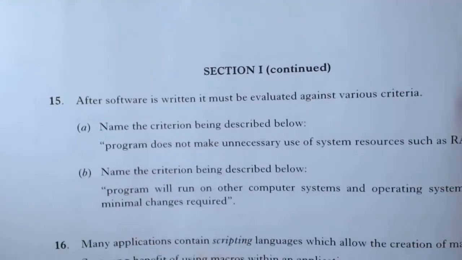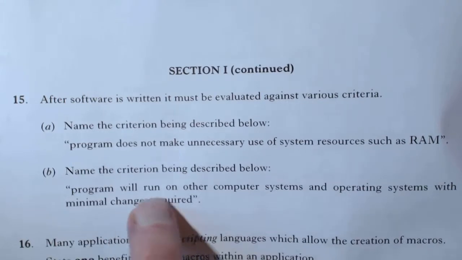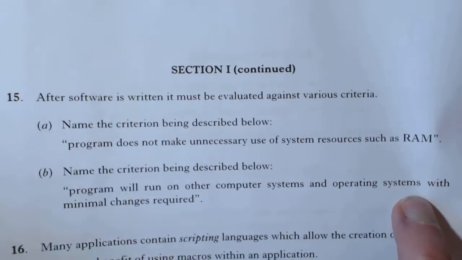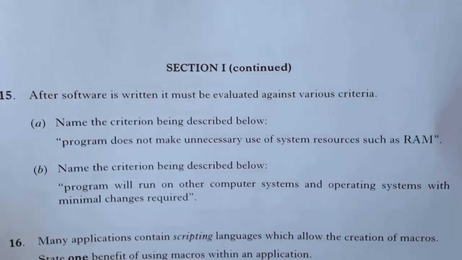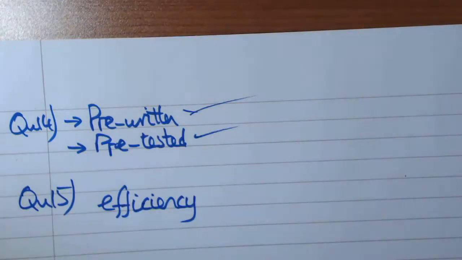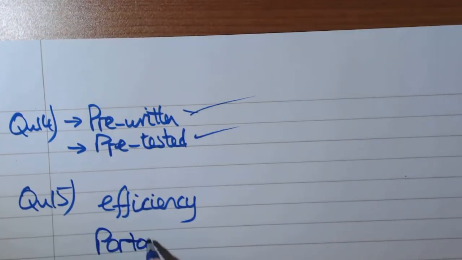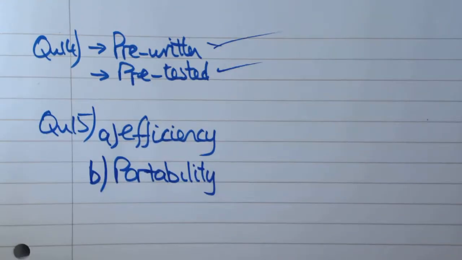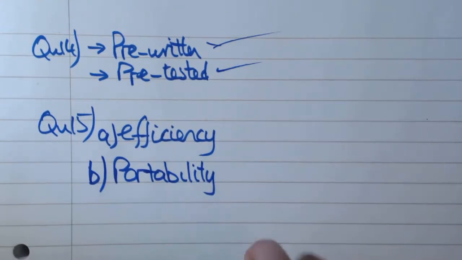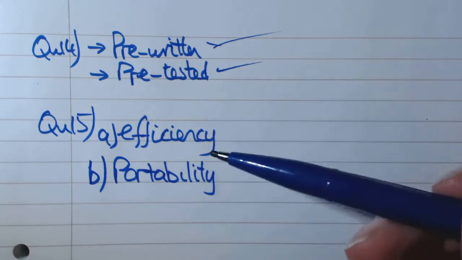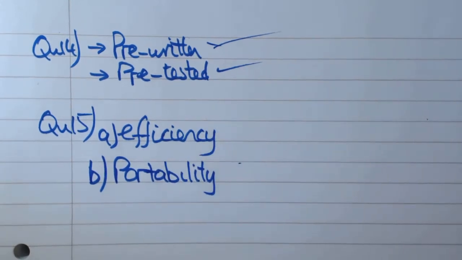And again, hopefully you've got these in front of you because I'm going through it quite quick. The program will run on another computer system without much change, essentially, right? And that means portability. Okay, that was B. So efficiency: it doesn't overuse the resources to excess. And portability, right?